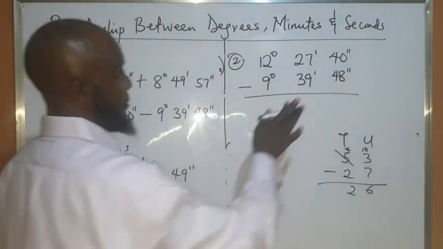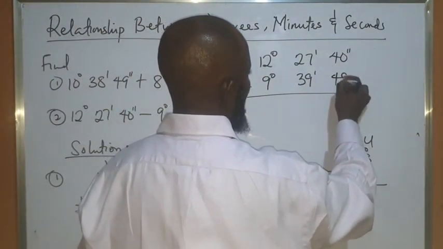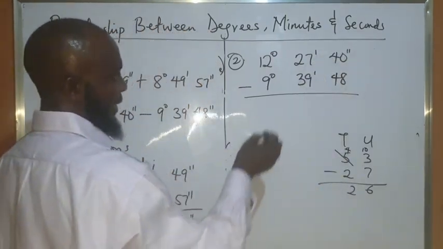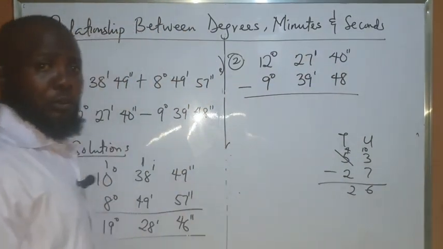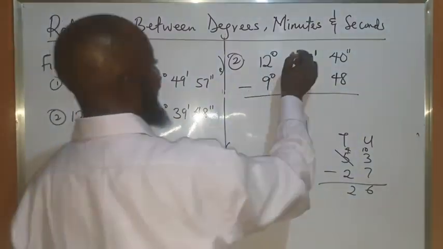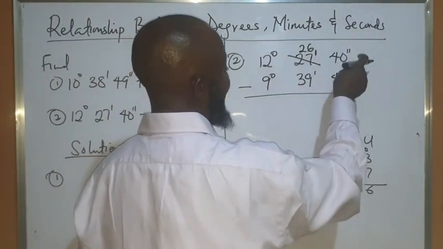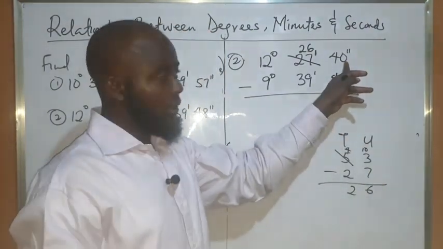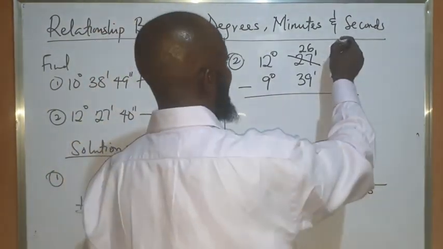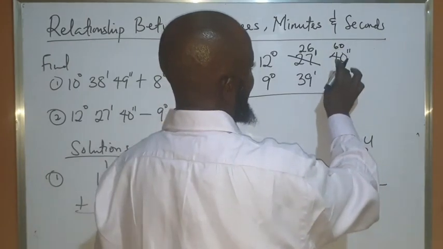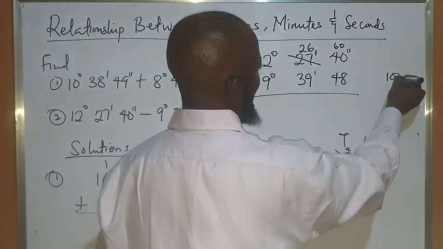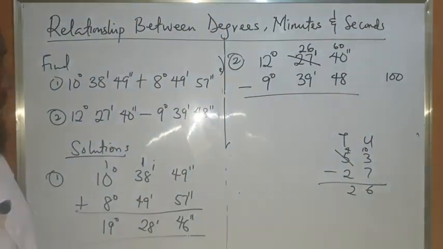Alright? So we're going to subtract 48. We can't subtract 48 from 40. In that case, we are going to take from minutes. So the one we are taking from minutes, this will remain 26. So 1 minute, when it gets to seconds, will become 60 seconds. So that's 60 plus 40, that gives 100. I hope I'm making sense.